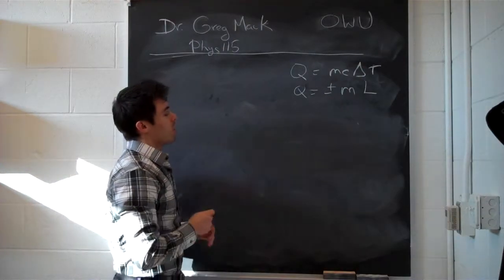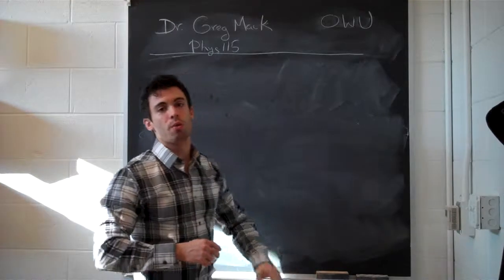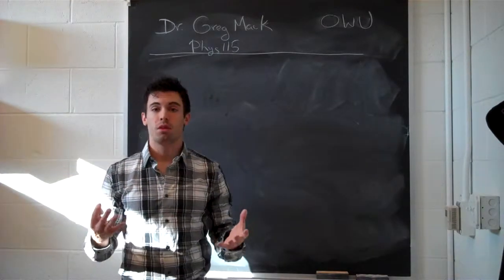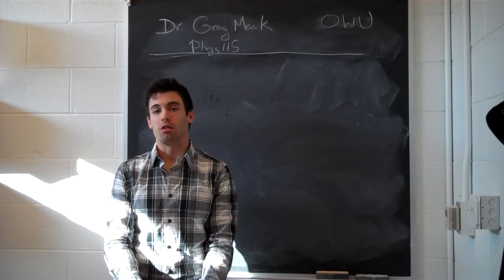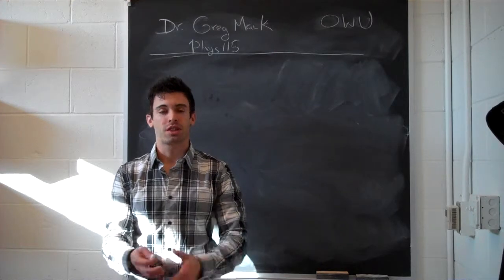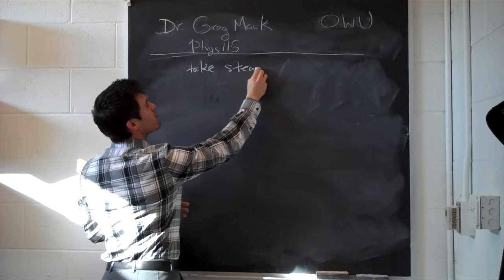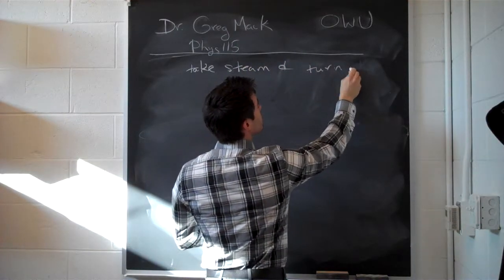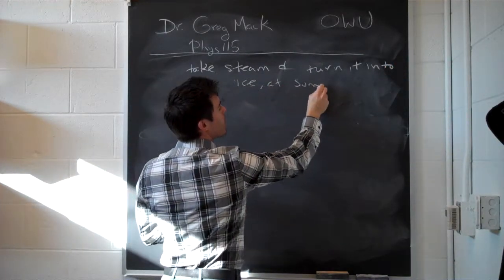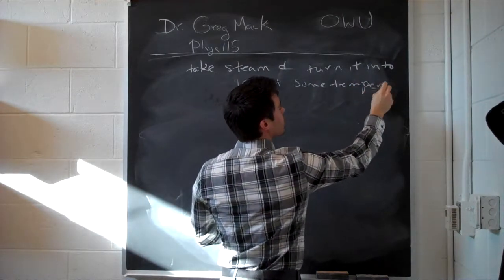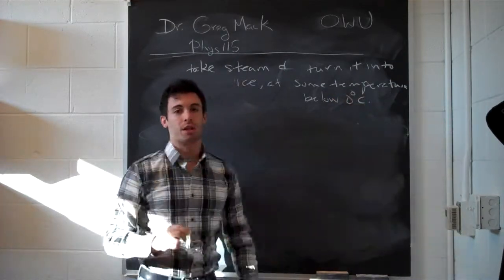okay, or vice versa. So if you have a multi-step process, like say you wanted to take steam and condense it down into ice at some certain temperature below the freezing point of the water. Okay. So let's say we wanted to do that. So let's say we wanted to take steam and turn it into ice at some temperature below 0 degrees C. Okay.